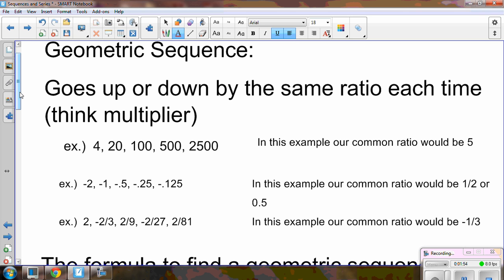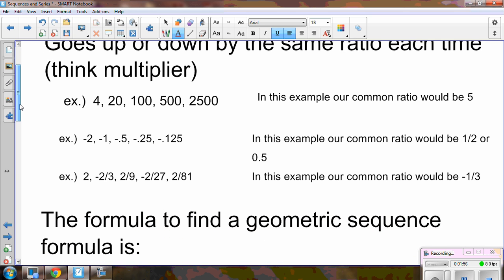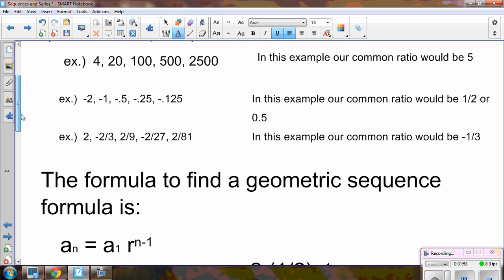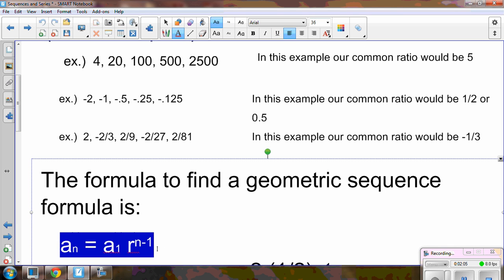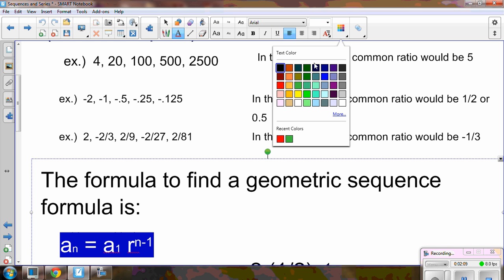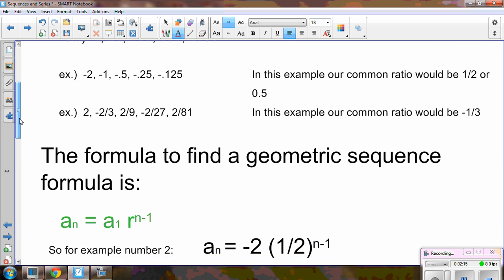So there is a way to find the formula for the geometric sequence, and this formula is a sub n equals a sub 1 times r to the n minus 1. And this formula is not given on the Regents exam. You are expected to know it, so I'm going to highlight it so you can go back and find it if need be. And so here's how you use it.